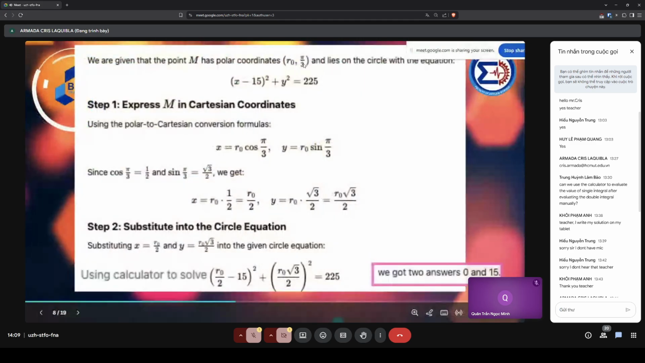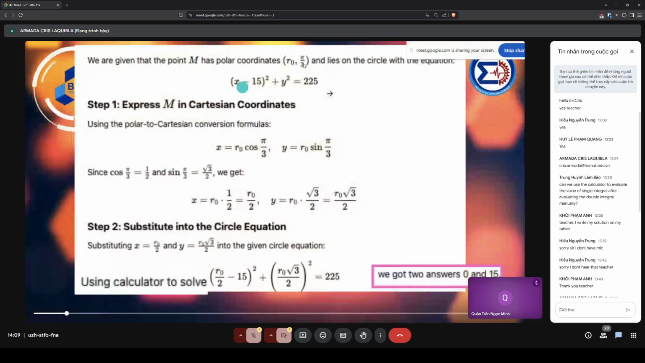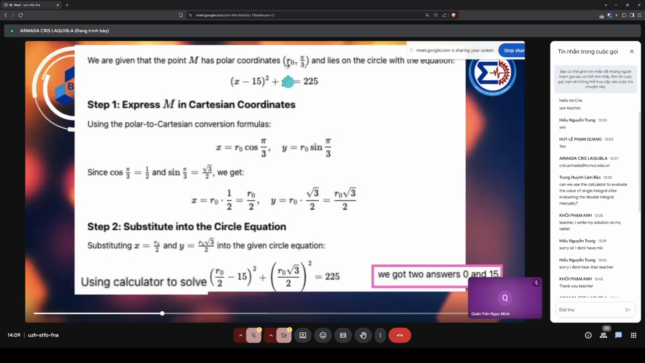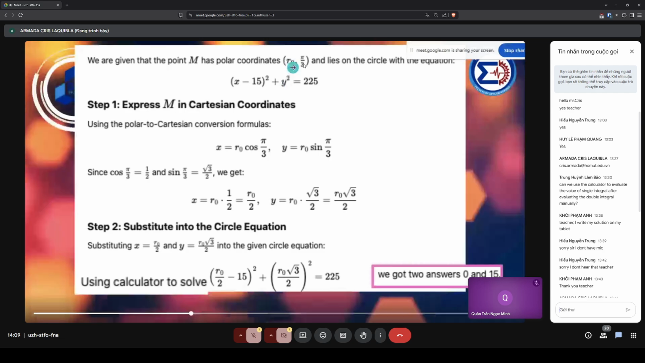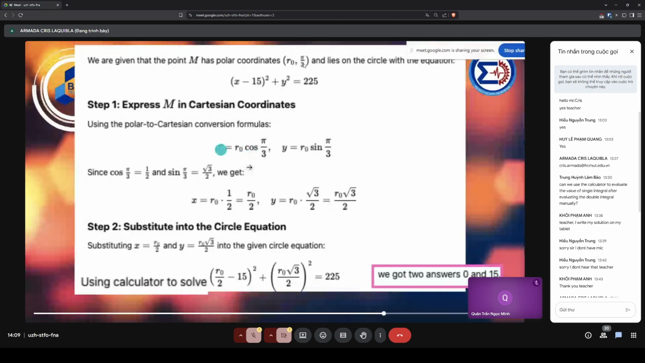First, this is the given, right? This is the equation, and this is your polar coordinate r sub o and pi over 3. Now what to do, class? You substitute the pi over 3 there in your phi value because that is an angle there. So x equals r sub o, the r there replaced with r sub o.